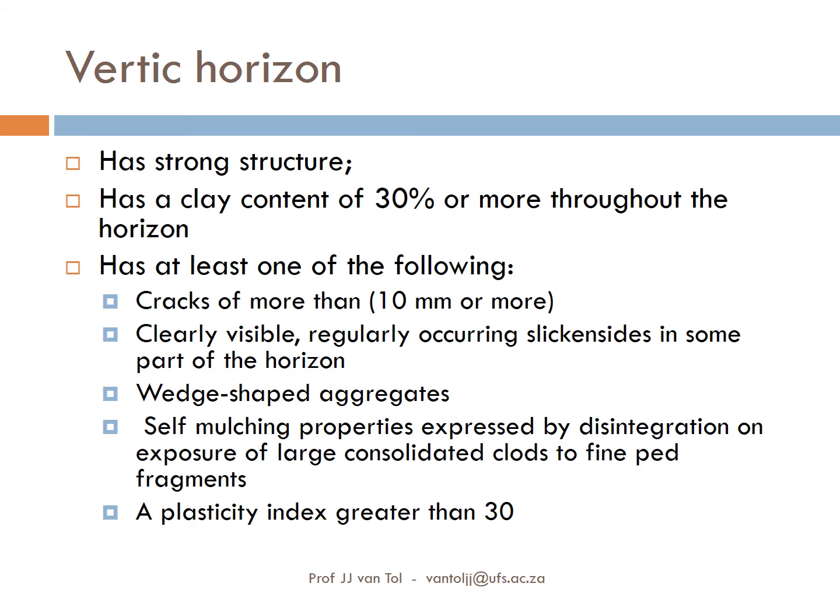Then the next set of criteria is you only need one of the following. So you don't have to have slickensides and cracks and all of these things. You just need one of them. You either need cracks of 10 millimeters or more, so large cracks on the surface, clearly visible, regularly occurring. Or slickensides. Remember from the morphology, the slickensides are where the soil aggregates rub against one another. Or you should have wedge-shaped aggregates, self-mulching properties.